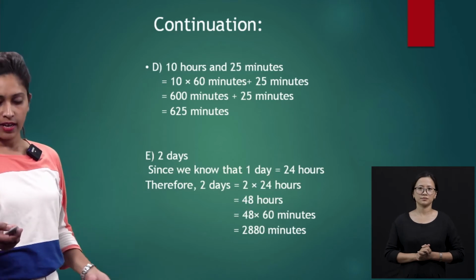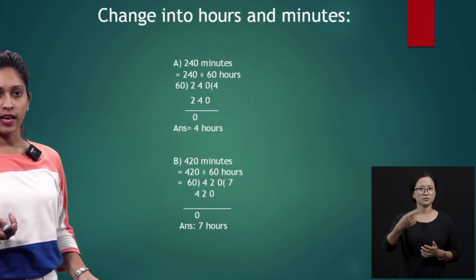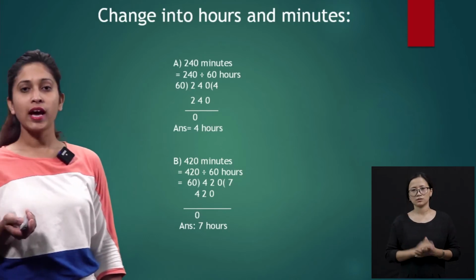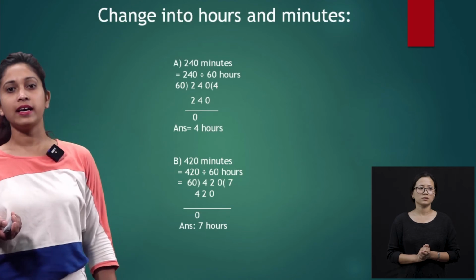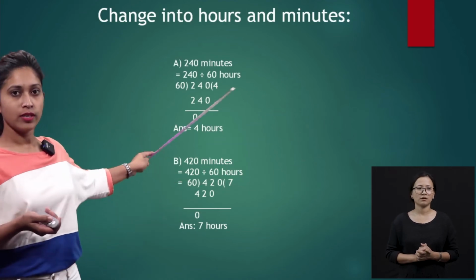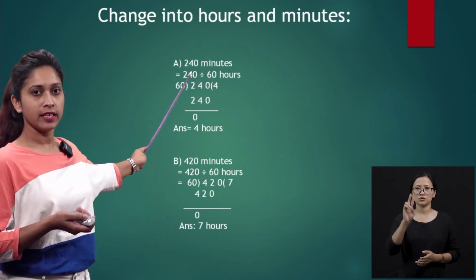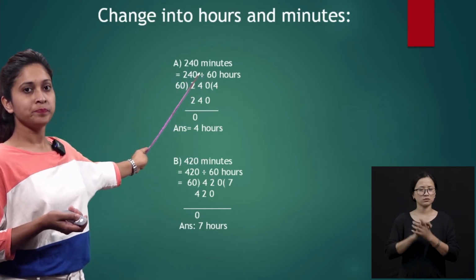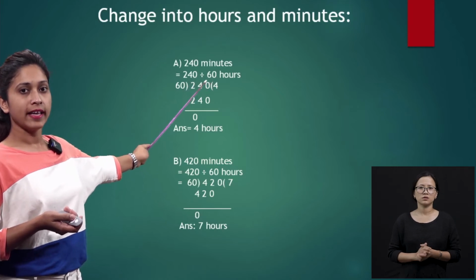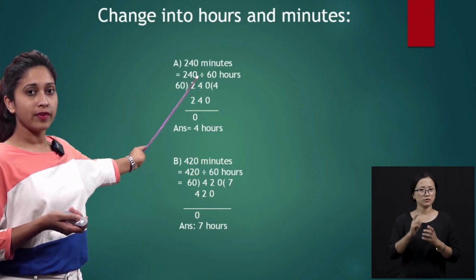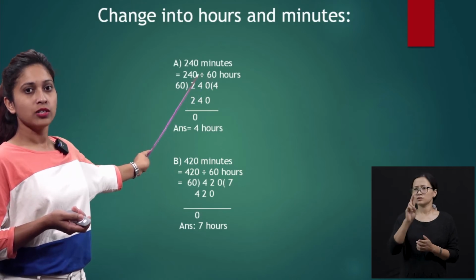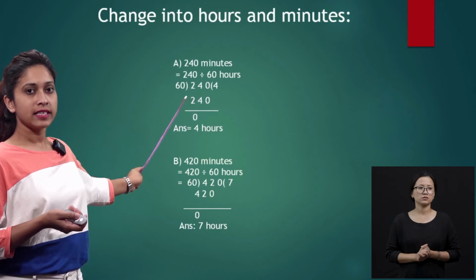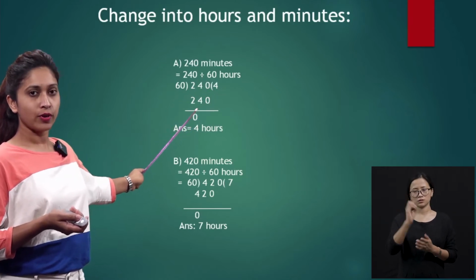2,880 minutes. Right. So, the next question we have, change into hours and minutes. Now, you have to change into hours as well as into minutes. So, the first question we have here is 240 minutes. Now, how do you need to convert them? In order to convert them into hours, you need to divide by 60. Alright, so 240 divided by 60, when you divide them, 60 into 4 is 240.